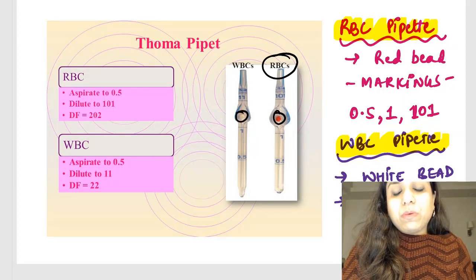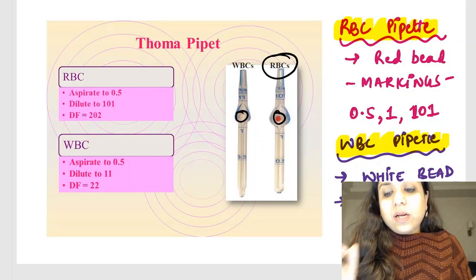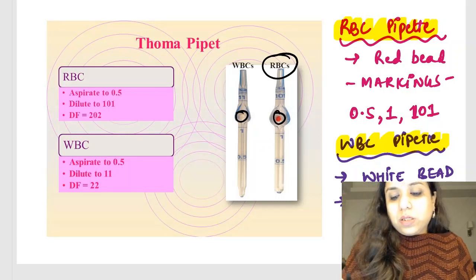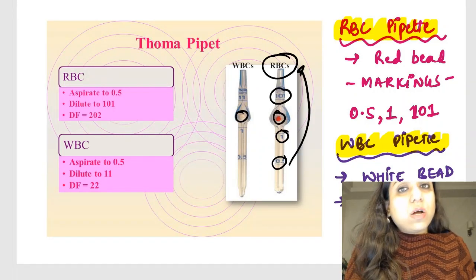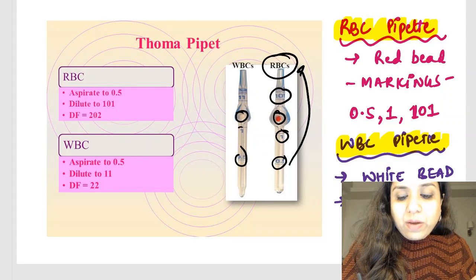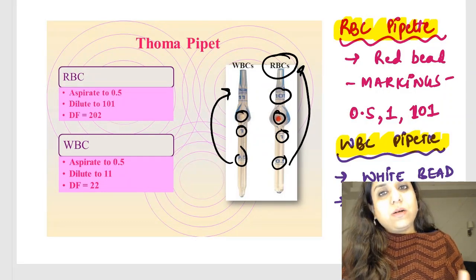That is how I remember. Also, RBC count is more than WBC count, right? That is why when you see the markings, 0.5, 1 and 101, these are the markings of the RBC tube, whereas 0.5, 1 and 11, these are the markings of the WBC tube. Understood?